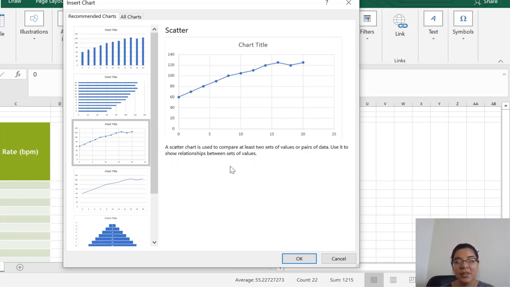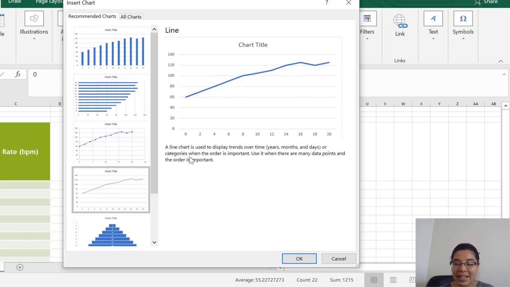Use it to show relationship between sets of values. A line chart, that's what I'm looking for, is used to display trends over time. I have time in my x-axis: 0 minutes, 2 minutes, 4 minutes. So this is the one I want to use. Or categories. So use it when there are many data points and the order is important. So I believe this fits under line chart.